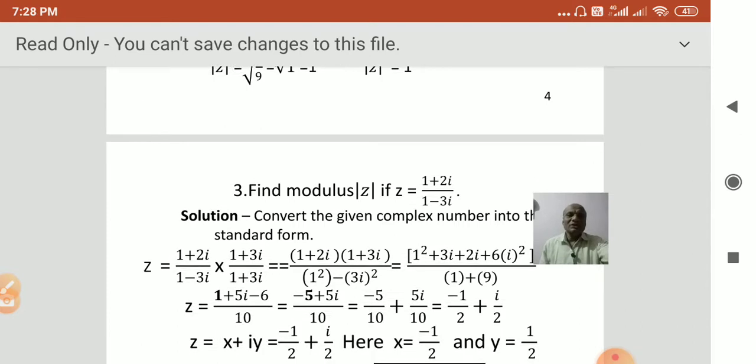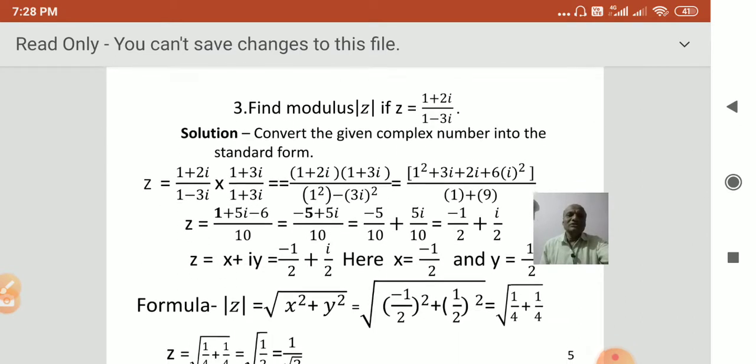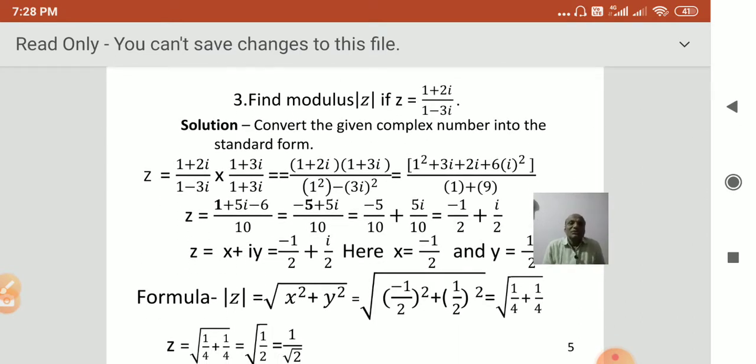Now the next example, similar to this. We find the modulus of the given complex number, which is again z equal to 1 plus 2i divided by 1 minus 3i. Now here again we have to convert the given complex number into standard form.